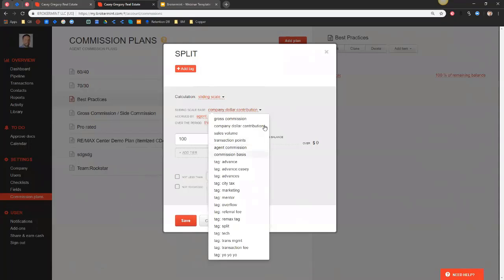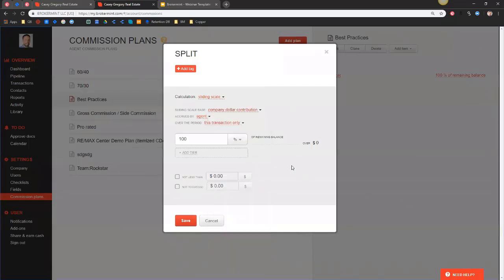And last but not least, we do have commission basis. This is going to be the starting point for your agent's commission. So this will be defined by the one side you represent, or two sides if they represent both sides. This is great to define the difference between commission basis and gross commission, because commission basis will always be pulling off of the side you represent and not both sides of the transaction.